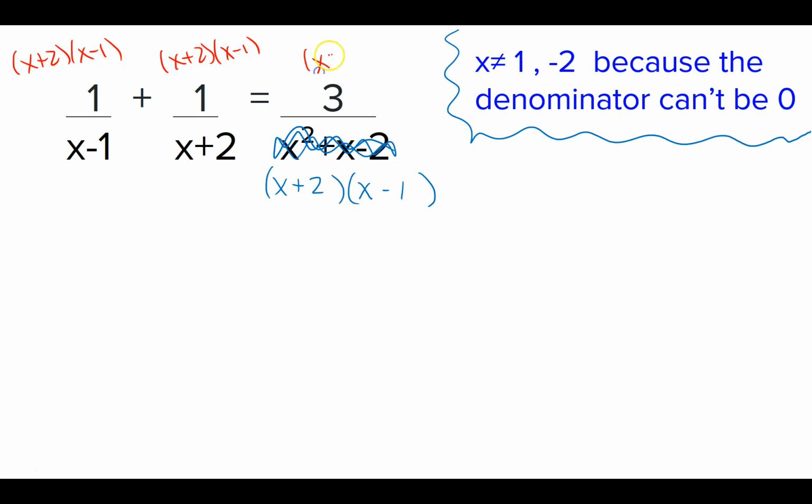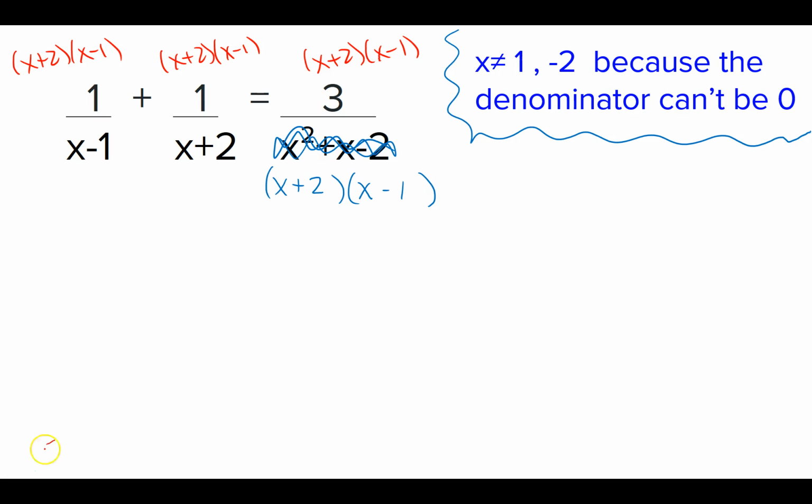If you still want to think to yourself, I only want to put in what's missing, like we did for our numbers, you can still do it that way. Like if you recognize the first one only needs an x plus 2, then you can multiply the first piece by only x plus 2. Okay? I'm just showing you a little bit more detail here.